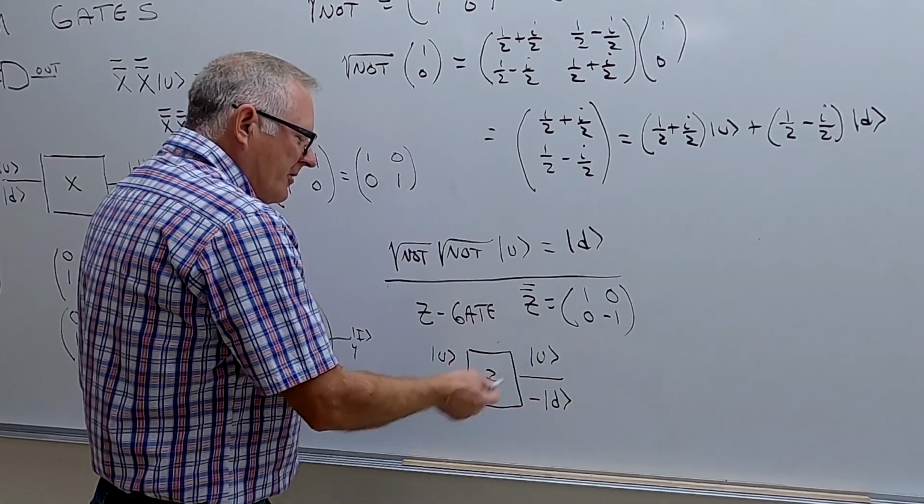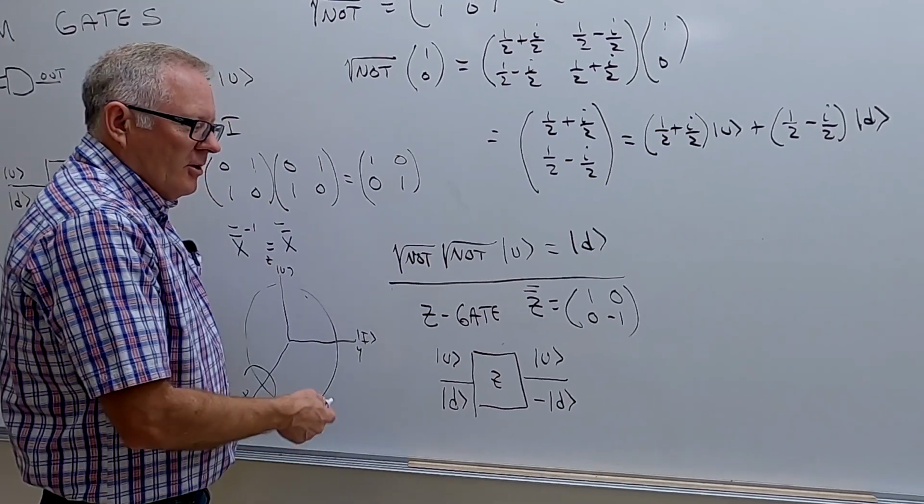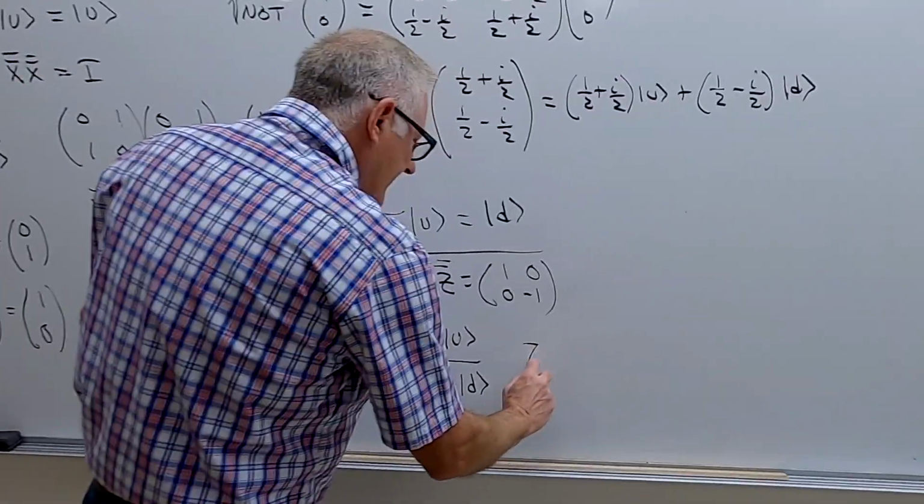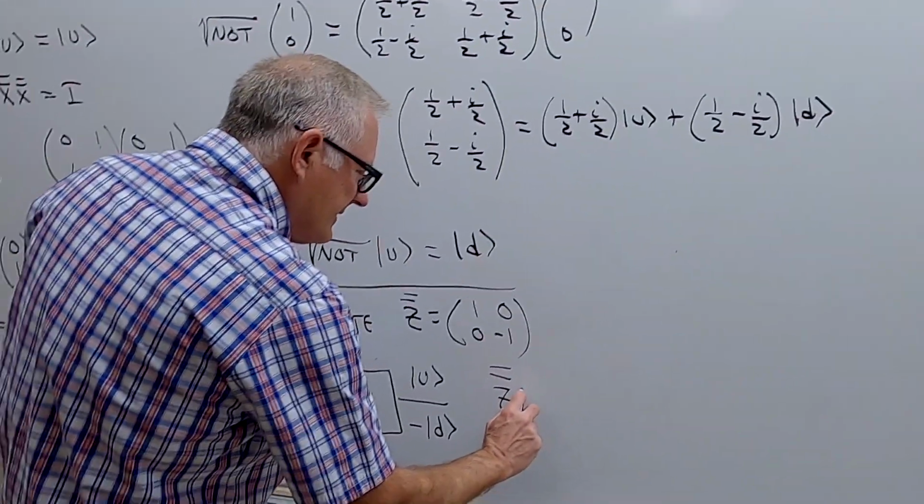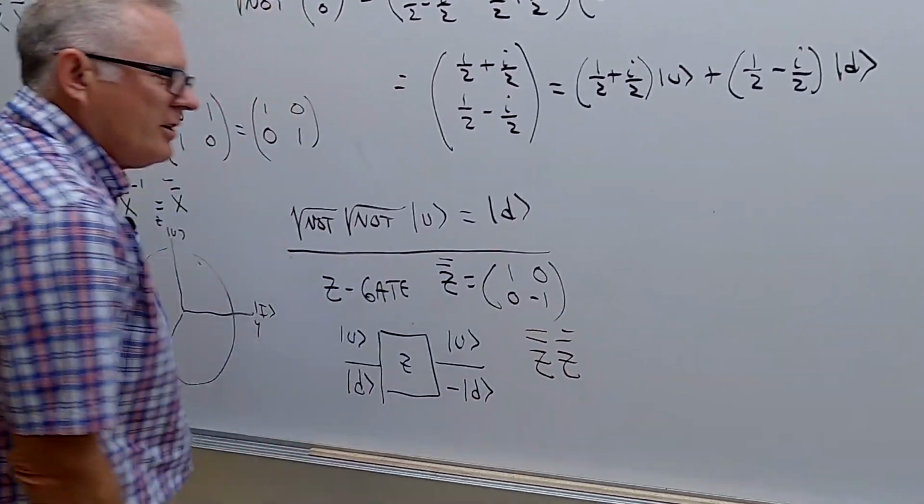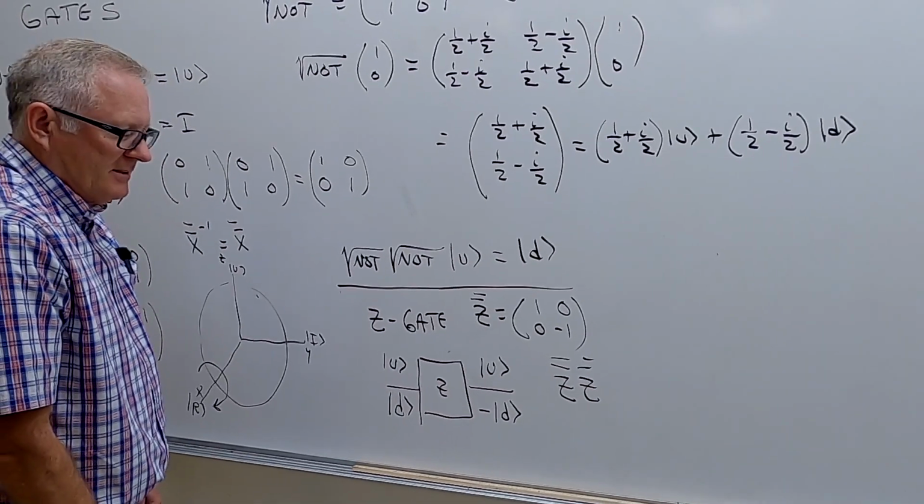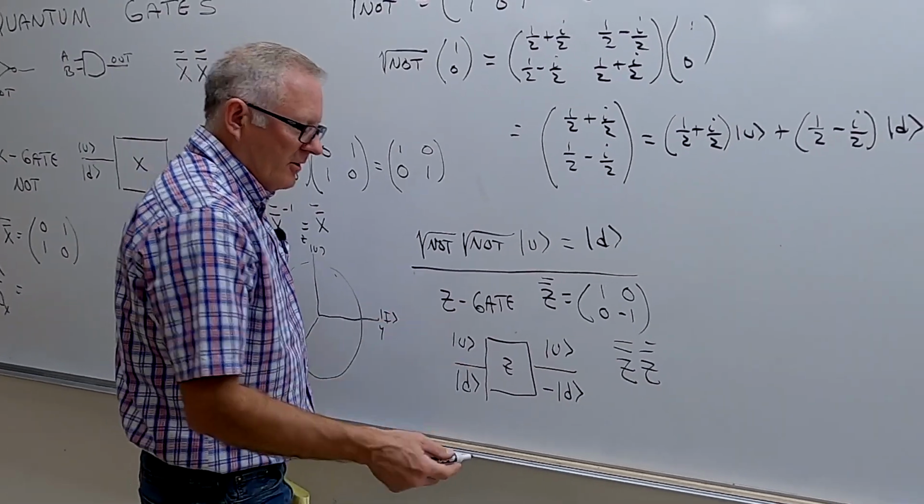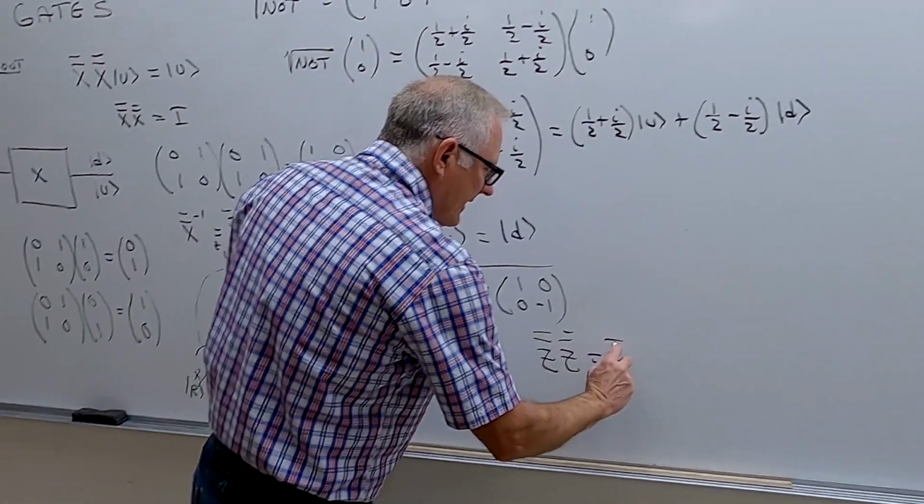Again, if you run it through twice, you should get the same thing back again. So Z times Z should be the identity matrix, or it should be equal to its own inverse. So this is equal to the identity matrix.